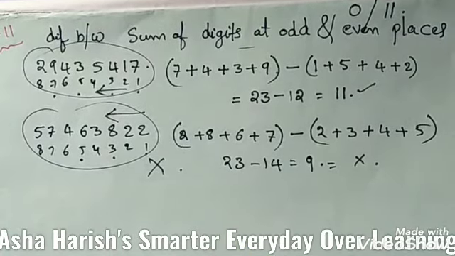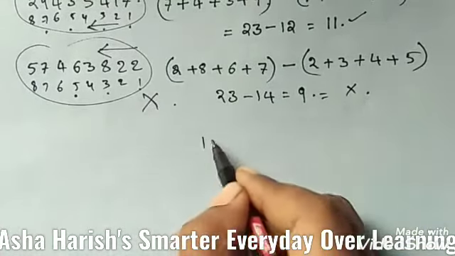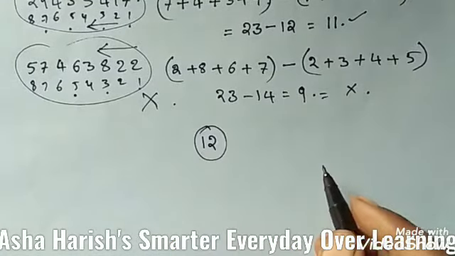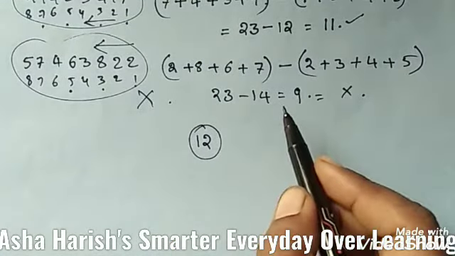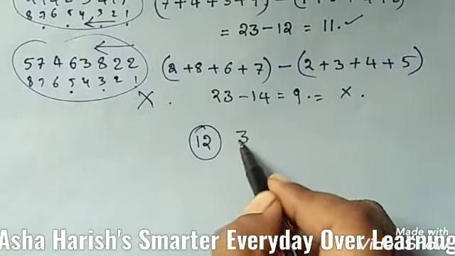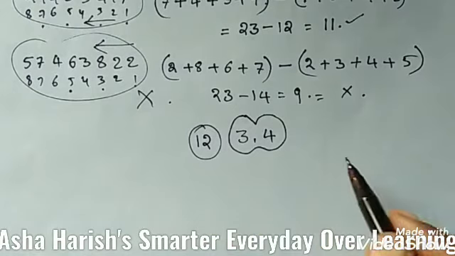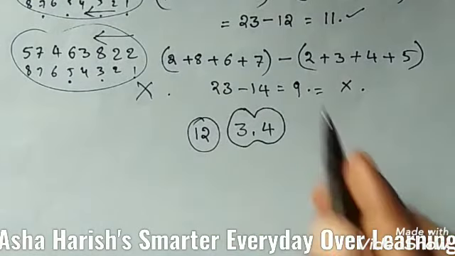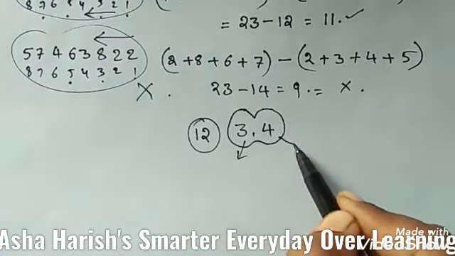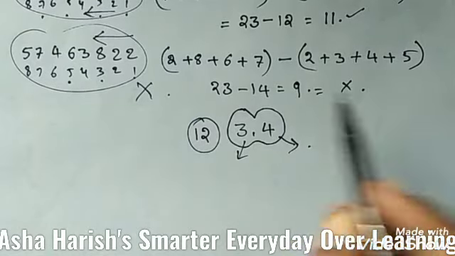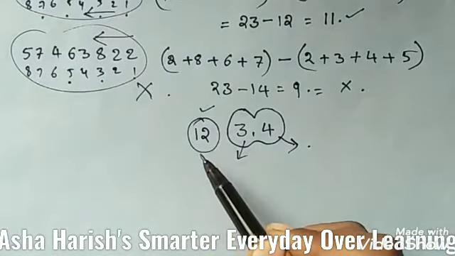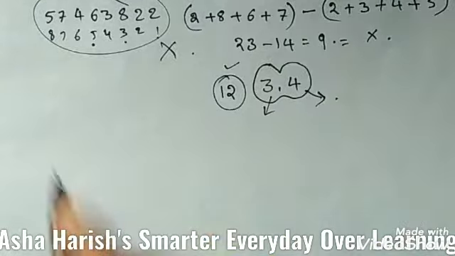We shall go for the next one. Very easy trick here. Number 12. The number which is divisible by 12 must satisfy the divisibility rule of 3 and 4. You should remember this. That number is divisible by 3 as well as 4. Then only that number is divisible by 12. Let us go for the next one.